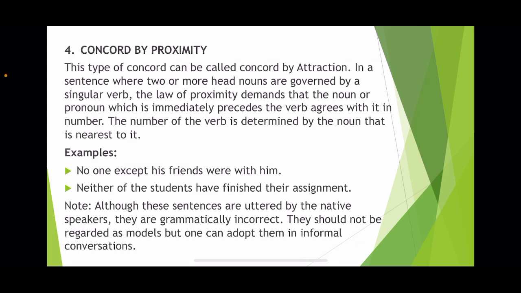Concord by proximity. That's the fourth one. This type of concord can be called concord by attraction. In a sentence where 2 or more head nouns are governed by a singular verb, the law of proximity demands that the noun or pronoun which immediately precedes the verb agrees with it in number. The number of the verb is determined by the noun that is nearest to it.